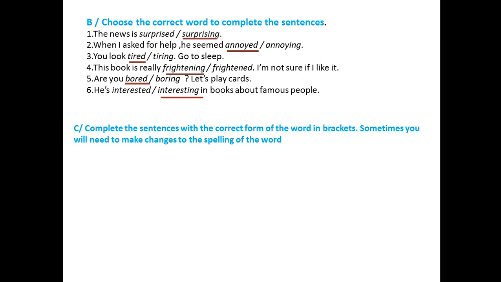Yes. Let's read section C. Complete the sentence with the correct form of the word in practice. Sometimes you will need to make changes in the spelling of the word. Okay? Also, this exercise is in your workbook, page number 31. Okay?